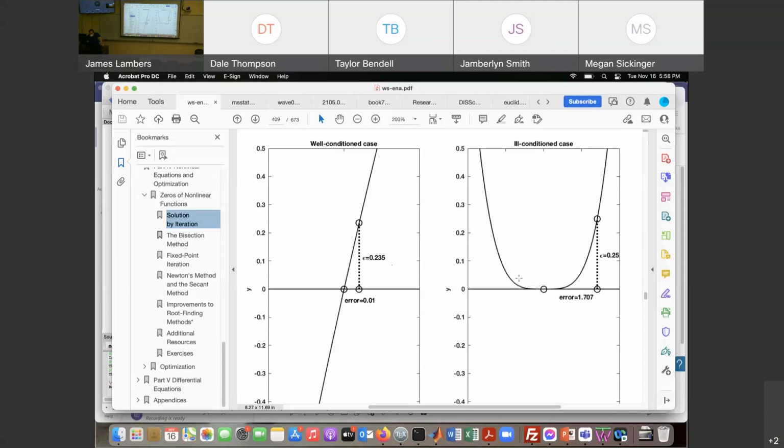Whereas in the ill-conditioned case, notice that the graph of f is very flat near the root. What happens in this case is that the derivative is small near the root, meaning that the change in y is much less than the change in x. So here's our backward error, but our forward error, the difference between these x values, is much larger.